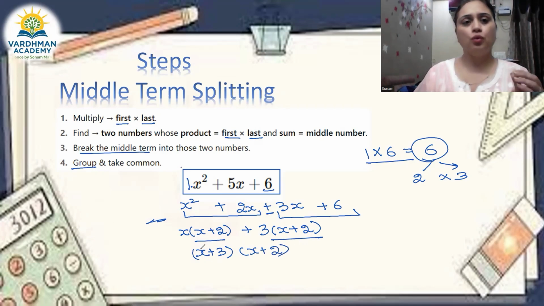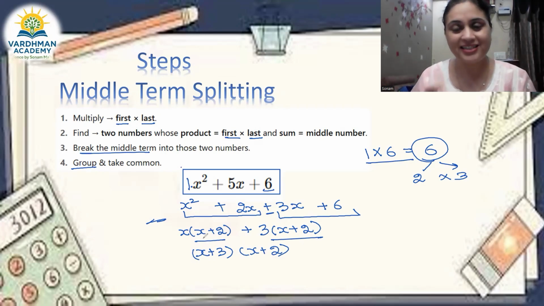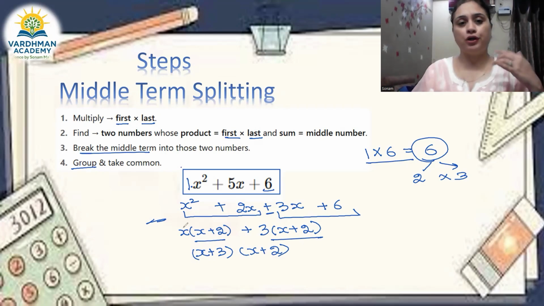Very simple. So what are the two factors? Since it's a quadratic polynomial, you need to make sure that you always get two factors. The degree of the polynomial tells you the number of factors that it gives. So here the degree of the polynomial is 2.